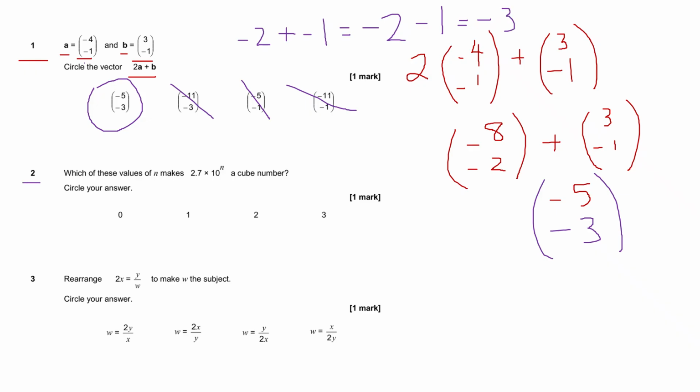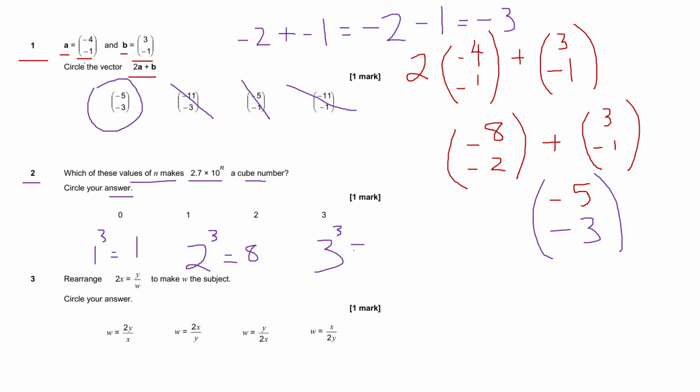Okay, question 2. Which of these values of n makes 2.7 times 10 to the n a cube number? Check your answer. Well, a cube number is made by multiplying a number by itself and then by itself again. So, for example, 1 cubed is 1 times 1 times 1, which is 1. 2 cubed is 2 times 2 times 2, which is 8.